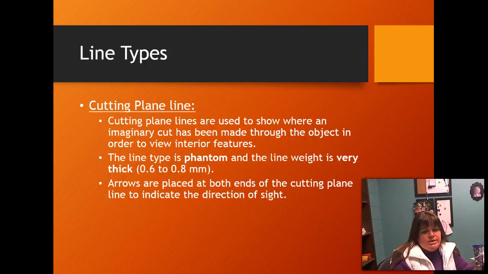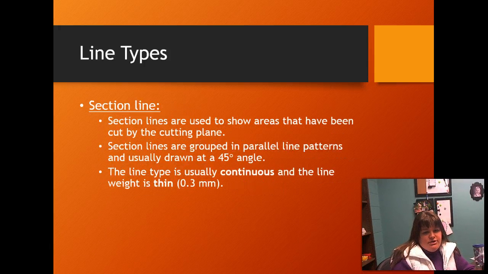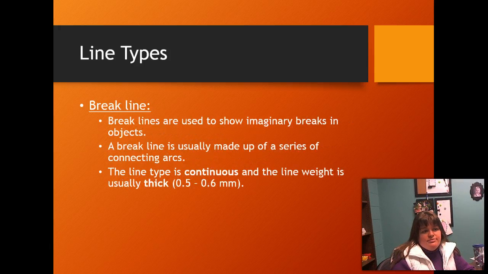You might also see some cutting plane lines. Those are used to show when we take something and slice an imaginary cut through it to show a section view of an object. Those are typically thick phantom lines, and those are going to have arrows at each side. We'll talk about those more later on. You also have section lines. Those are used to show areas that we've cut through. Typically they're at a 45-degree angle. They're continuous or solid lines, and they're thin.